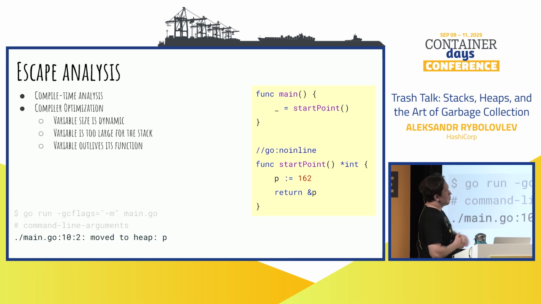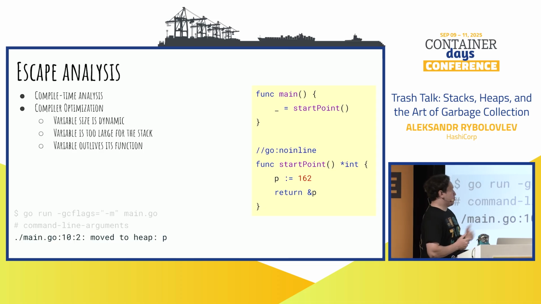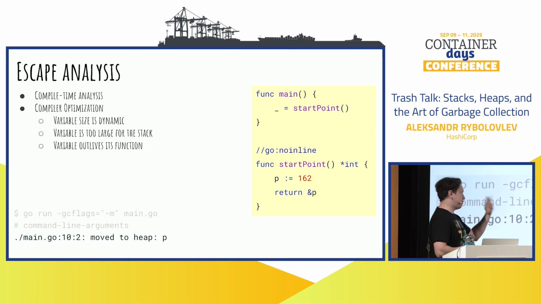And the last one, this example that we're familiar with, is when a variable outlives its function. Basically, when we exit from the function and we know that we want to use the variables that were produced within this function, those variables will escape to heap.